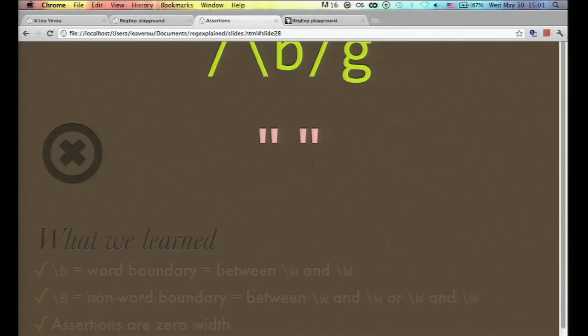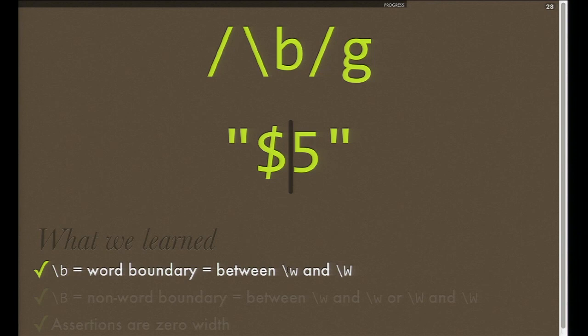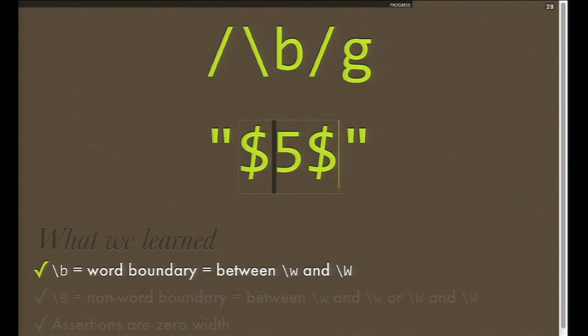This is called an assertion, because it never consumes any characters. For example, if you have something like this, it matches at this point between the dollar sign and the five. The reason is that the word boundary matches at any point between a word character and a non-word character. Remember when we explained what these predefined character classes do? One matches letters and digits and the underscore character, and the other one is the exact opposite. So the word boundary matches at any point where you have one character that's not a word character and it's next to another that is. For example, here it matches two times because the order isn't significant.